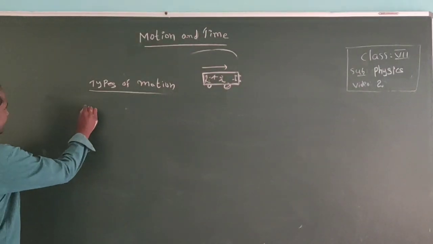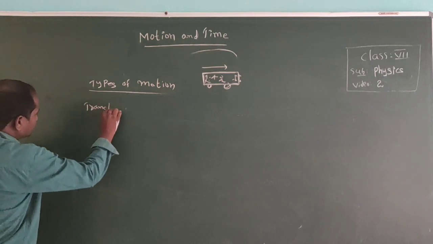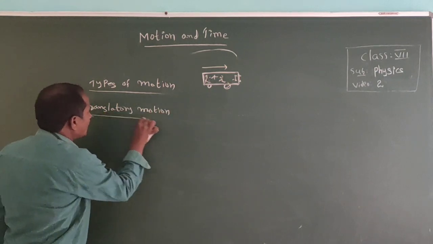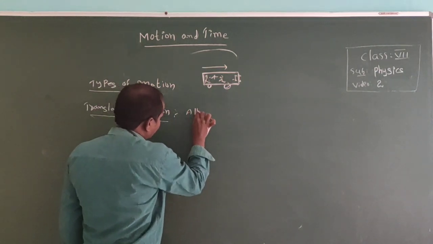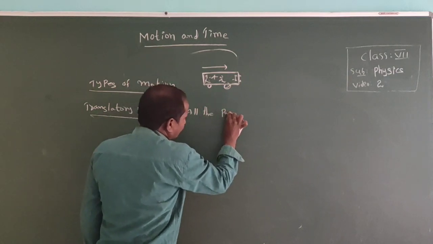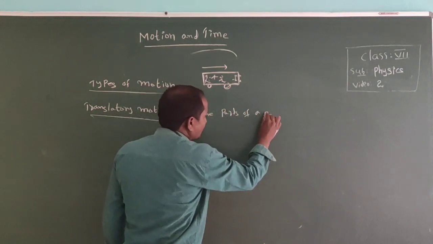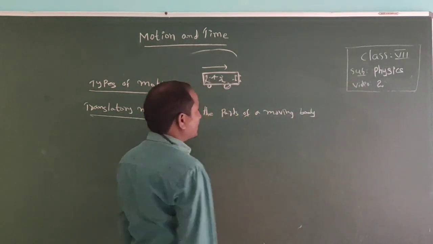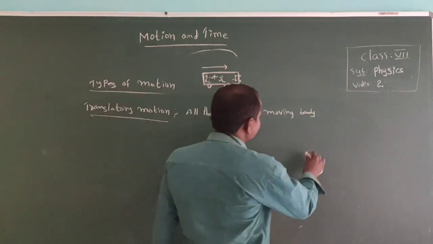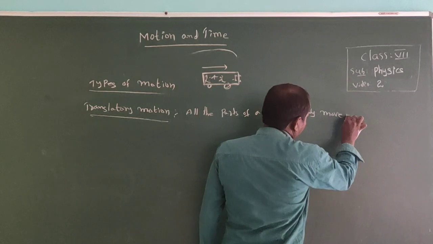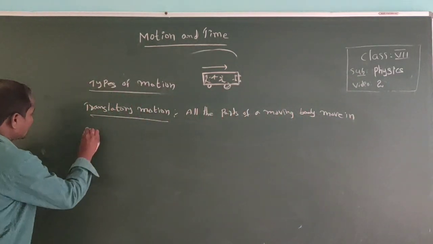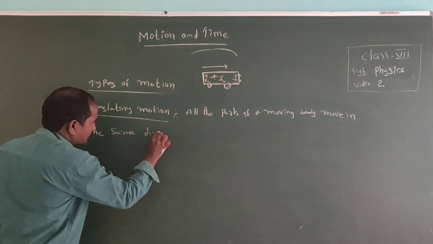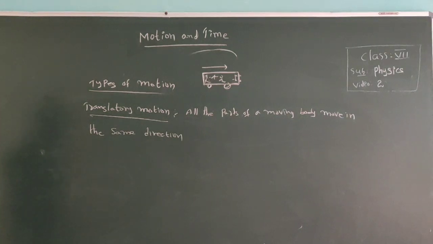First one, translatory motion. All the parts of a moving body move in the same direction is called a translatory motion.